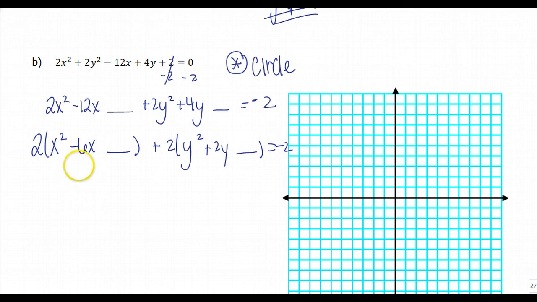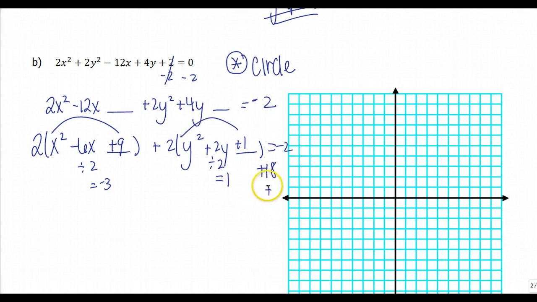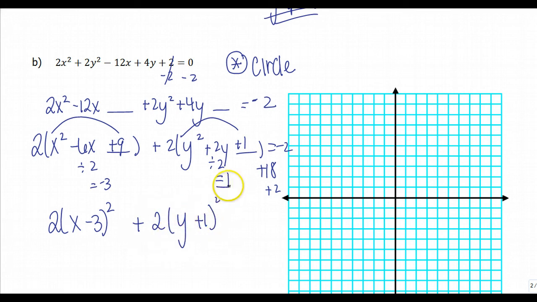And then I complete the square. My middle term divided by 2 would be negative 3. Squared is positive 9. 2 times 9 is 18. With the y divided by 2, I get 1. 1 squared is 1. 1 times 2 is 2. So that gives me 2. And then I'm going to go x minus 3 squared plus 2 times y plus 1 squared. Remember, it's always that middle term divided by 2 equals 18.